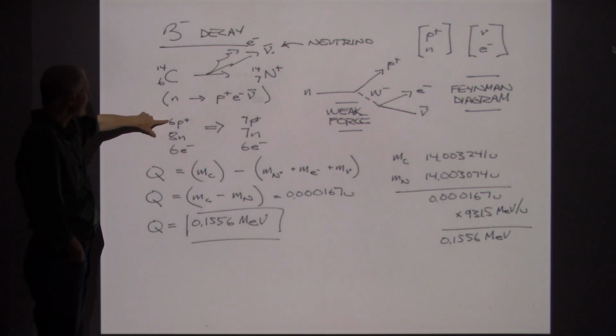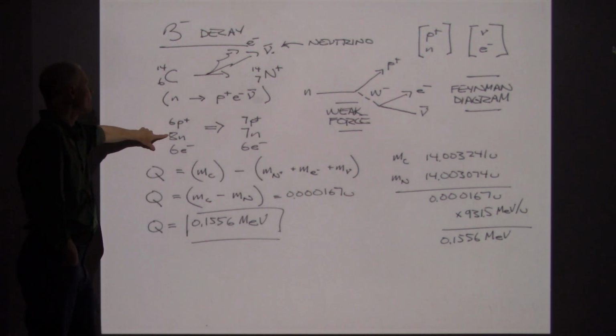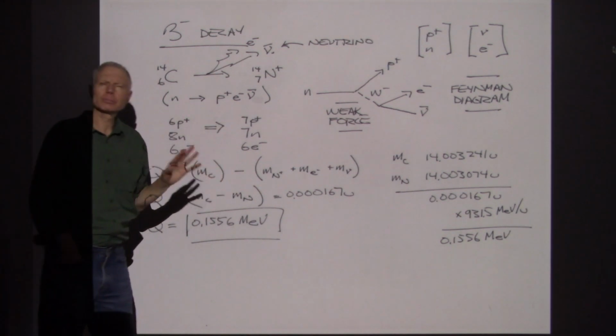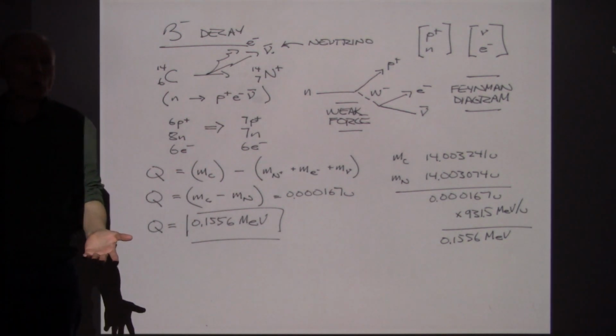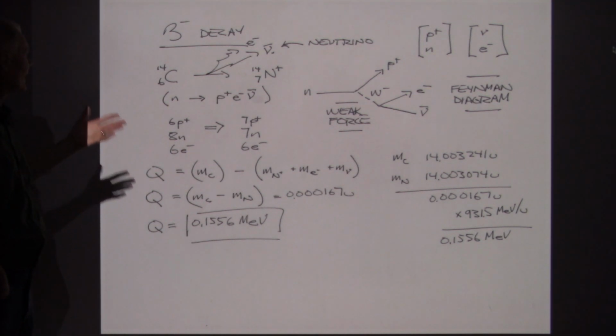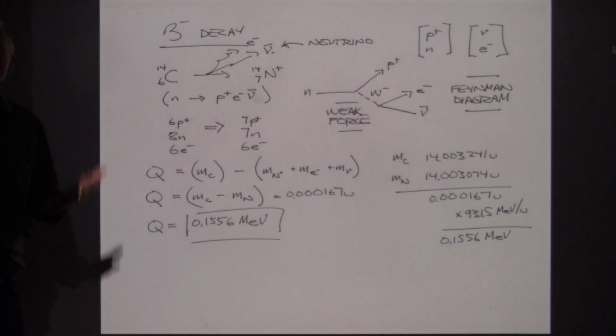So instead of having 6 protons and 8 neutrons, I have 7 protons and 7 neutrons. Now you might think, well, does the mass go up? Does the mass go down? Does the mass stay the same? In any kind of radioactive decay, the mass goes down a little bit. The mass has to go down. That's what provides the kinetic energy for the decay to take place.